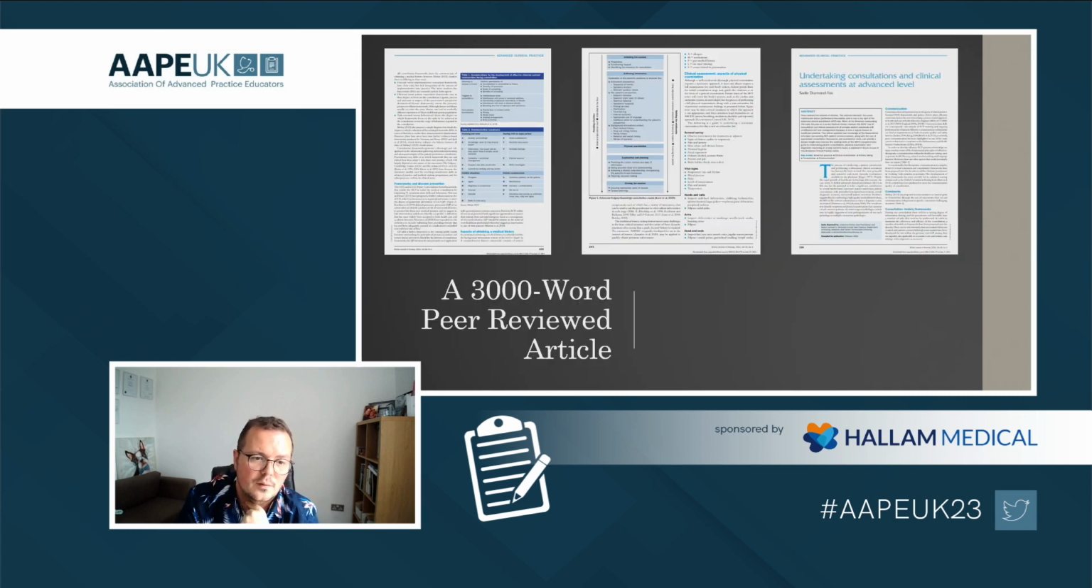Another type of article, these are much larger, as you can see. This is a 3,000 word peer-reviewed article around undertaking consultations and clinical assessments in advanced level practice. And this spans over 6 different pages, includes tables, paragraphs, as you can see, subheadings, bullet points. It's interesting to look at, and it's factually correct, and it's also aligned to the audience. So this series, the Advanced Clinical Practice series, was aimed at trainee ACPs and qualified ACPs as well.